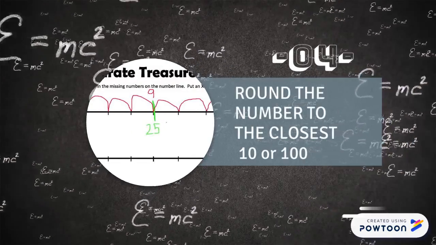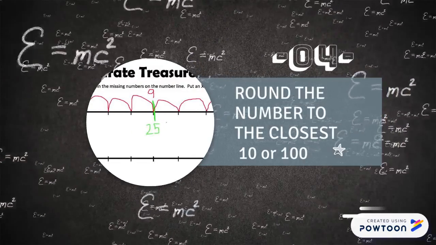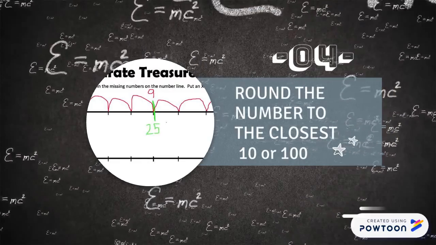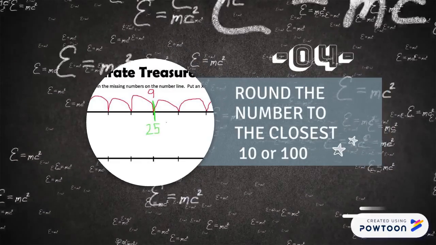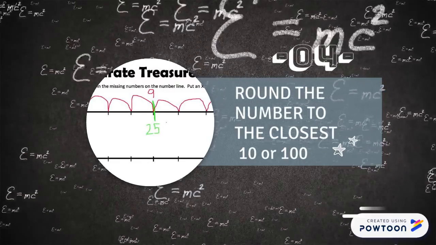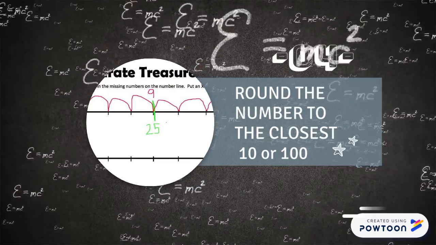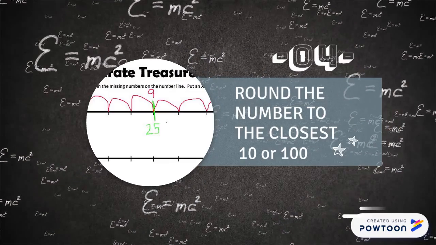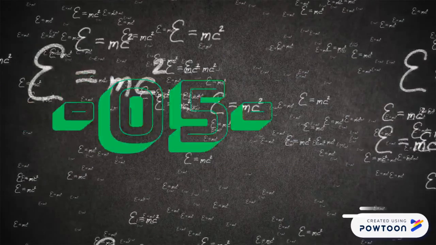Now, step 4 is where we round the number to the closest 10 or 100. This is the fun part. We get to actually change the number that we're working with and turn it to the closest 10. So for example, 19 now becomes 20.